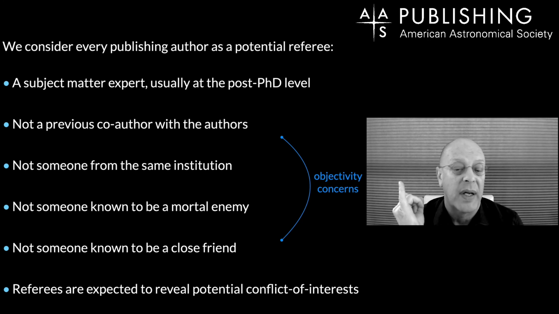And then we have a number that are objectivity concern based when seeking and securing a referee. Not somebody who's been a previous co-author within a reasonable time frame with the authors. You know, if you wrote a paper 20 years ago, okay, that might be fine. If you wrote one 6 months ago, that's probably not okay. Certainly not someone from the same institution. That can get awkward all the way around, particularly if the initial report is negative.